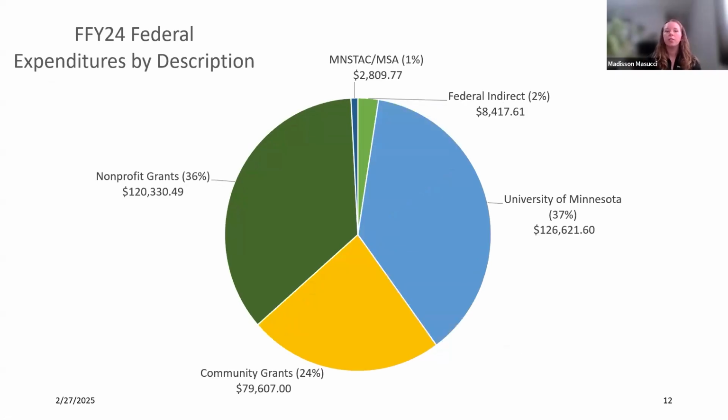So taking a slightly different lens on our federal funding, you can see how we broke down expenditures by description. Last year, about 36% of our funding went to nonprofit grants, 24% went to community grants, and 37% went to the University of Minnesota to provide those pass-through services. And then 2% was for federal indirect, and 1% was for MnSTAC and MSA.